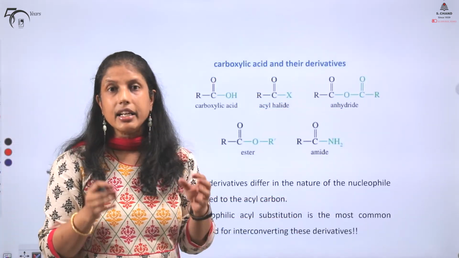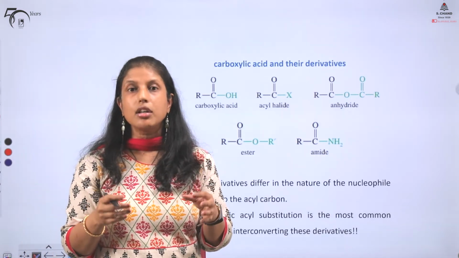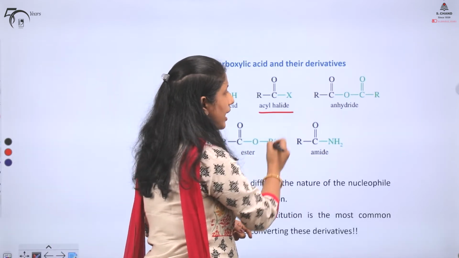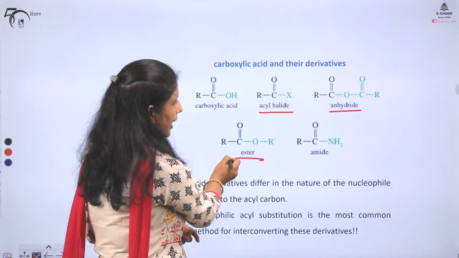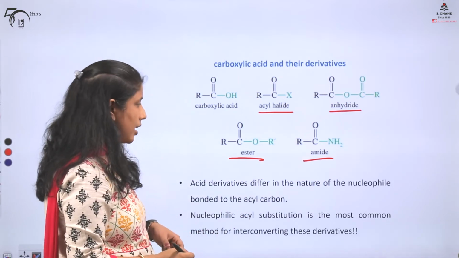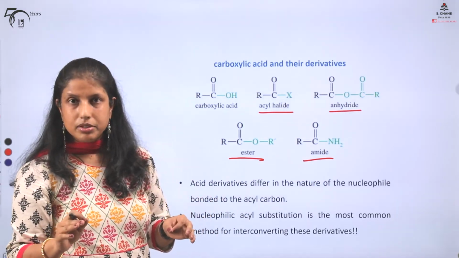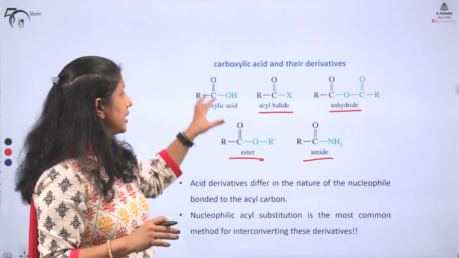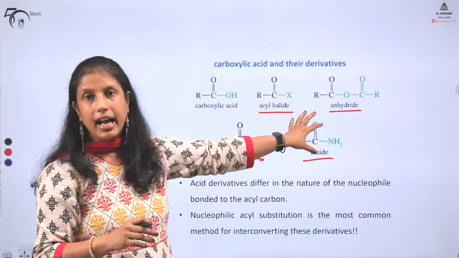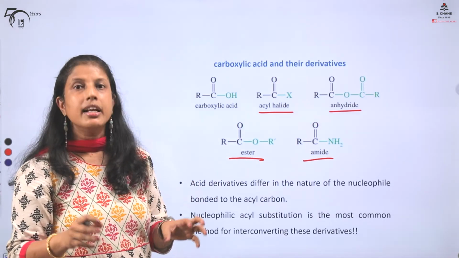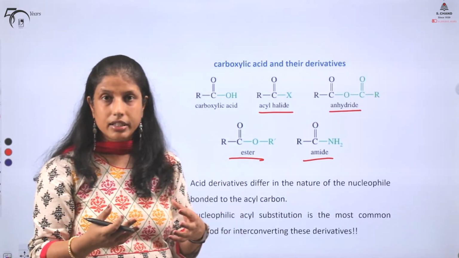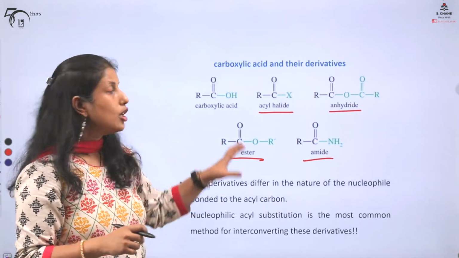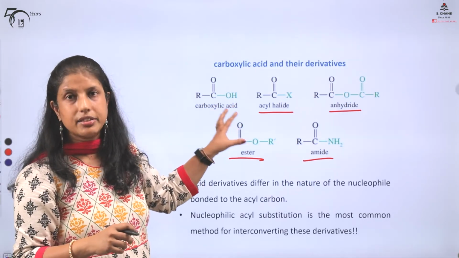Now, when I said carboxylic acid derivatives, what did I mean? These will include molecules like acyl halides, anhydrides, esters and amides. Nucleophilic acyl substitution is the most common method for interconverting among the acids and the acid derivatives. Stay tuned to our other videos on the chemistry of carboxylic acid derivatives to know more about this reaction.